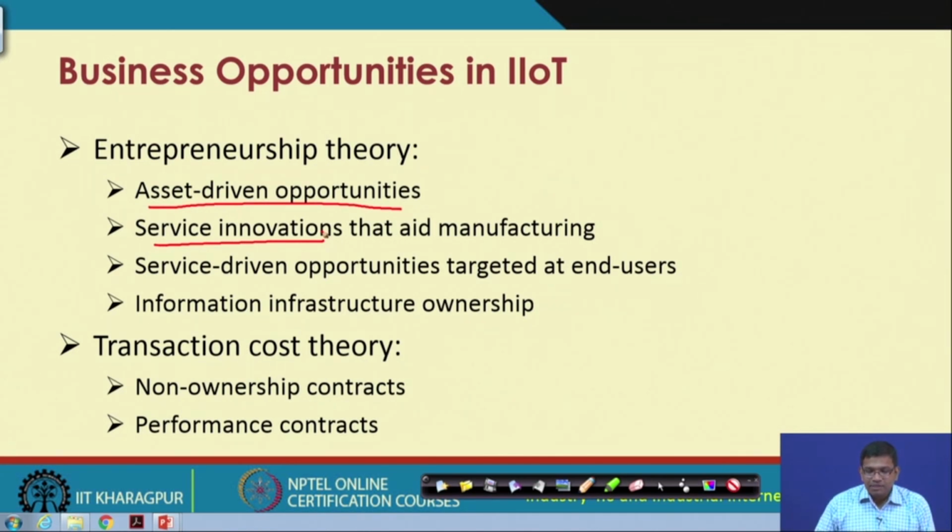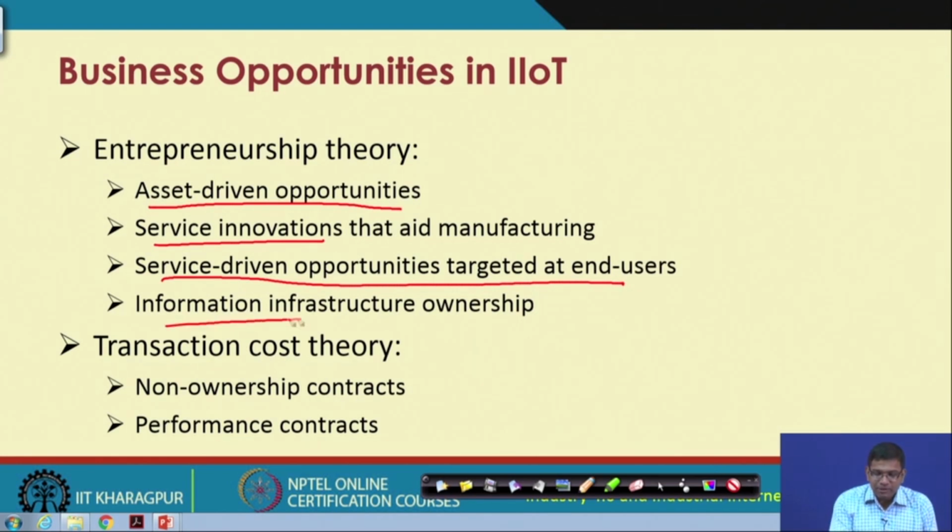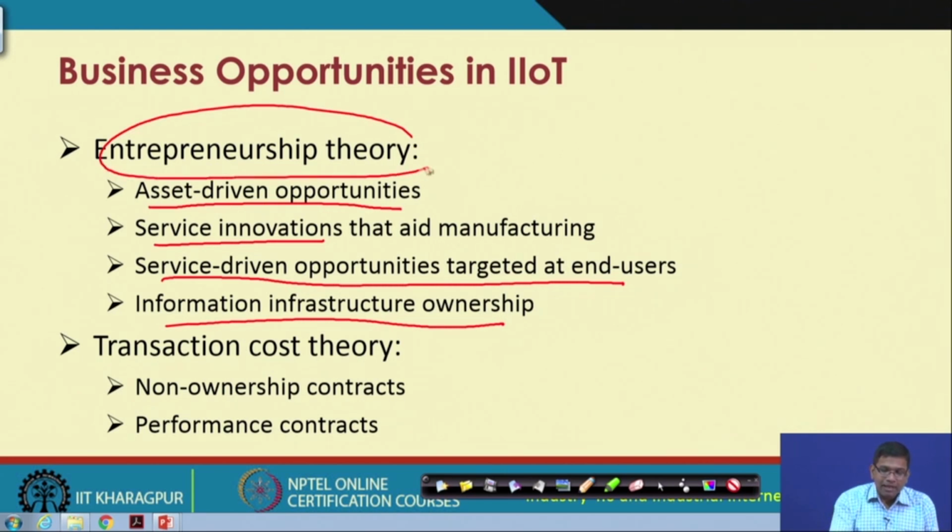These service innovations can aid in manufacturing, the service driven opportunities targeted at end users, or the information infrastructure ownership. These are the positive aspects behind the uncertainty or the risks that are created, and those basically are part of something known as the enterprise theory.